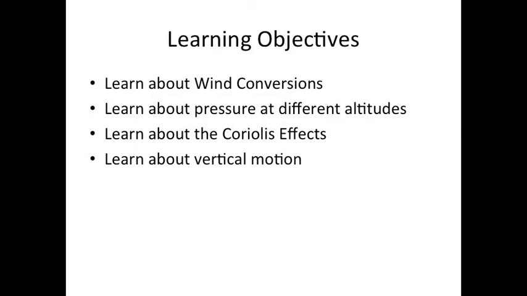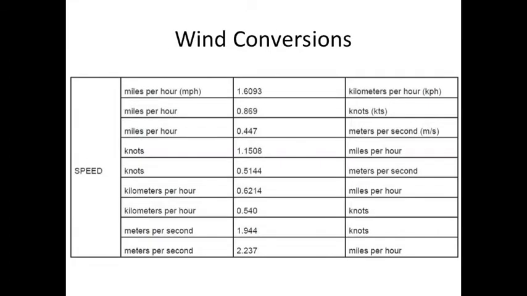The learning objectives for this chapter are to learn about wind conversions, pressure at different altitudes, Coriolis effects, and vertical motion. If you look in the appendix of your weather studies book, you will see this table regarding wind conversions. This will be helpful for question 1 on your math notes and math questions.